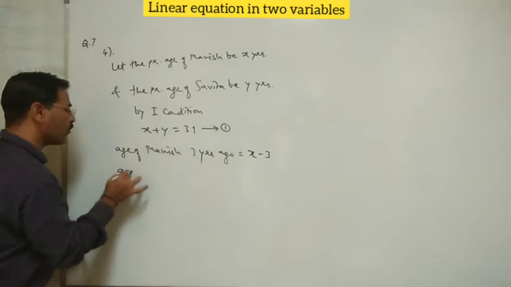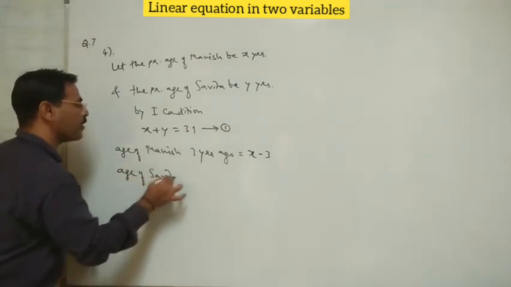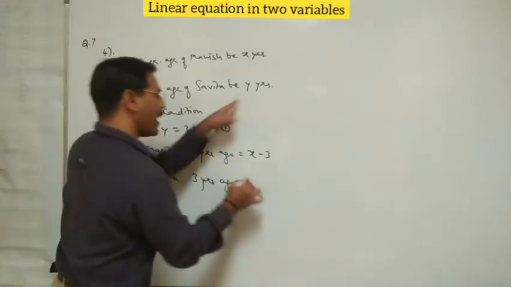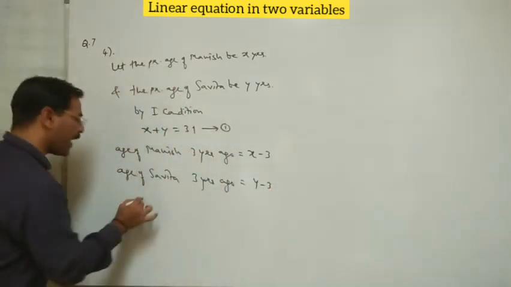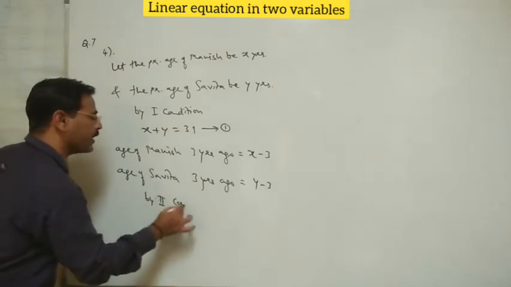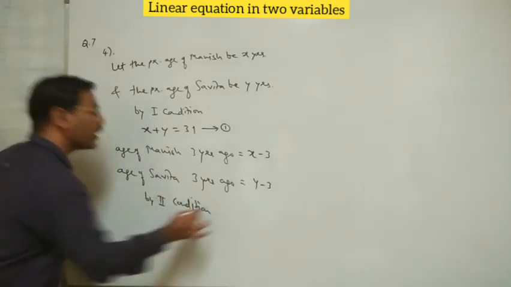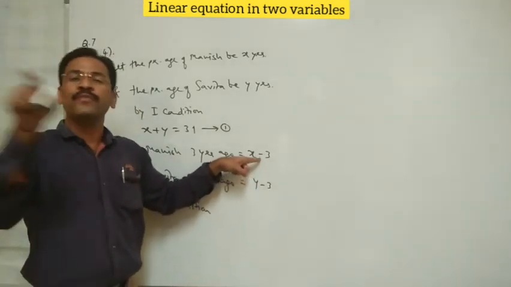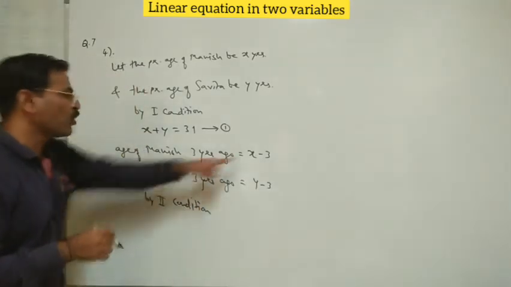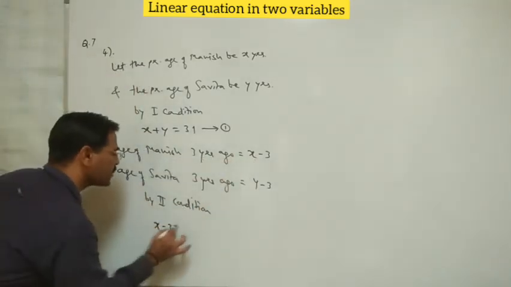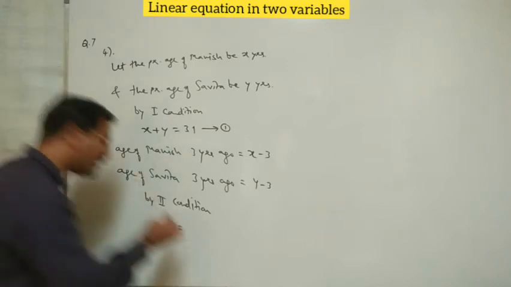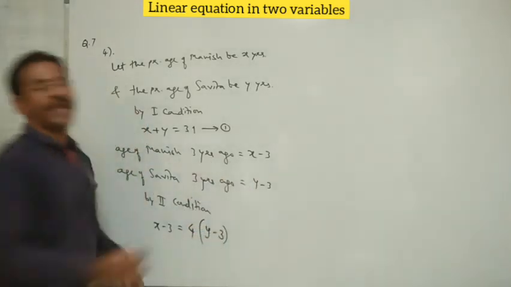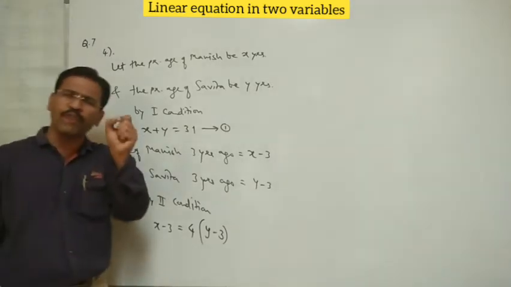And the age of Savita 3 years ago means Y minus 3. So by the second condition, Manish was 4 times the age of Savita at that time. Means Manish, X minus 3, is 4 times the age of Savita, 4 into (Y minus 3). Like this. So try to solve very carefully.